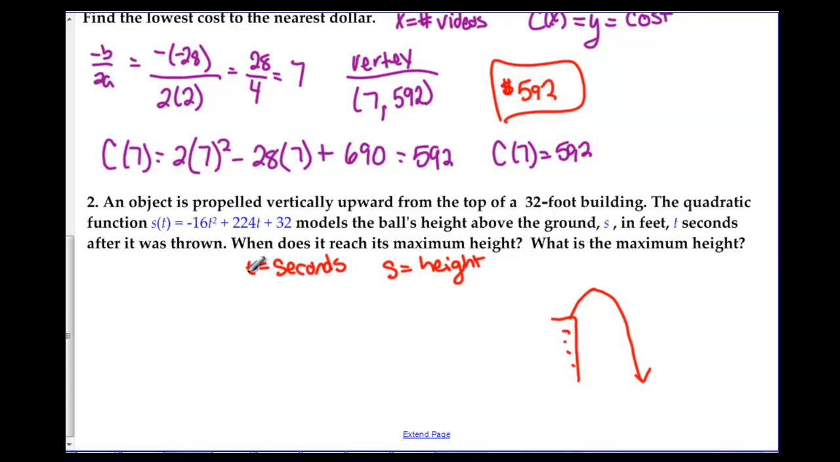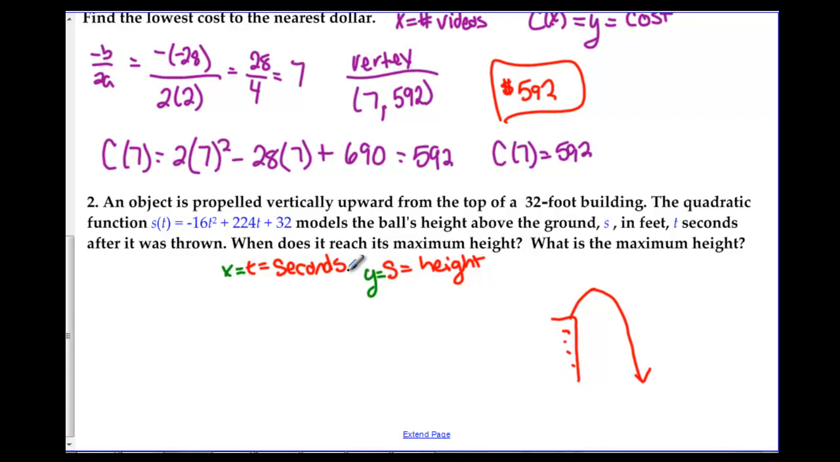Now, this is an example where it's not necessarily alphabetical. So the T is where our X's normally are. Yeah? So that's our X. And then our Y is where the S of T is, where the Y usually is. So just to kind of keep it in perspective. So we want to find when it reaches its maximum height. So let's do that part first.